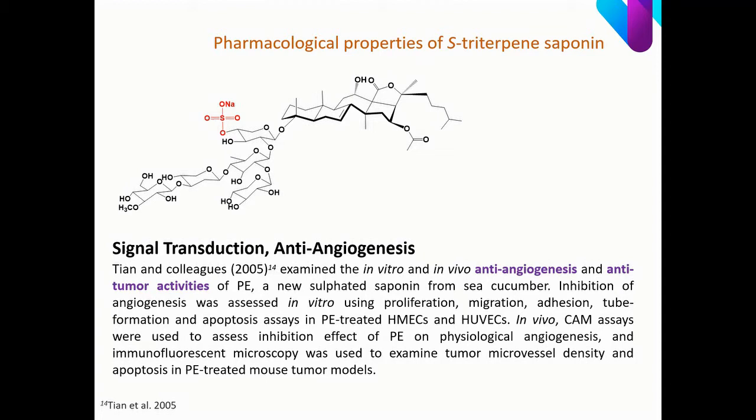The first mode of action of sulfur-containing saponins is signal transduction and anti-angiogenesis. Tian and colleagues examined the anti-angiogenesis and anti-tumor activities of a sulfur-containing saponin compound purified from a sea cucumber.